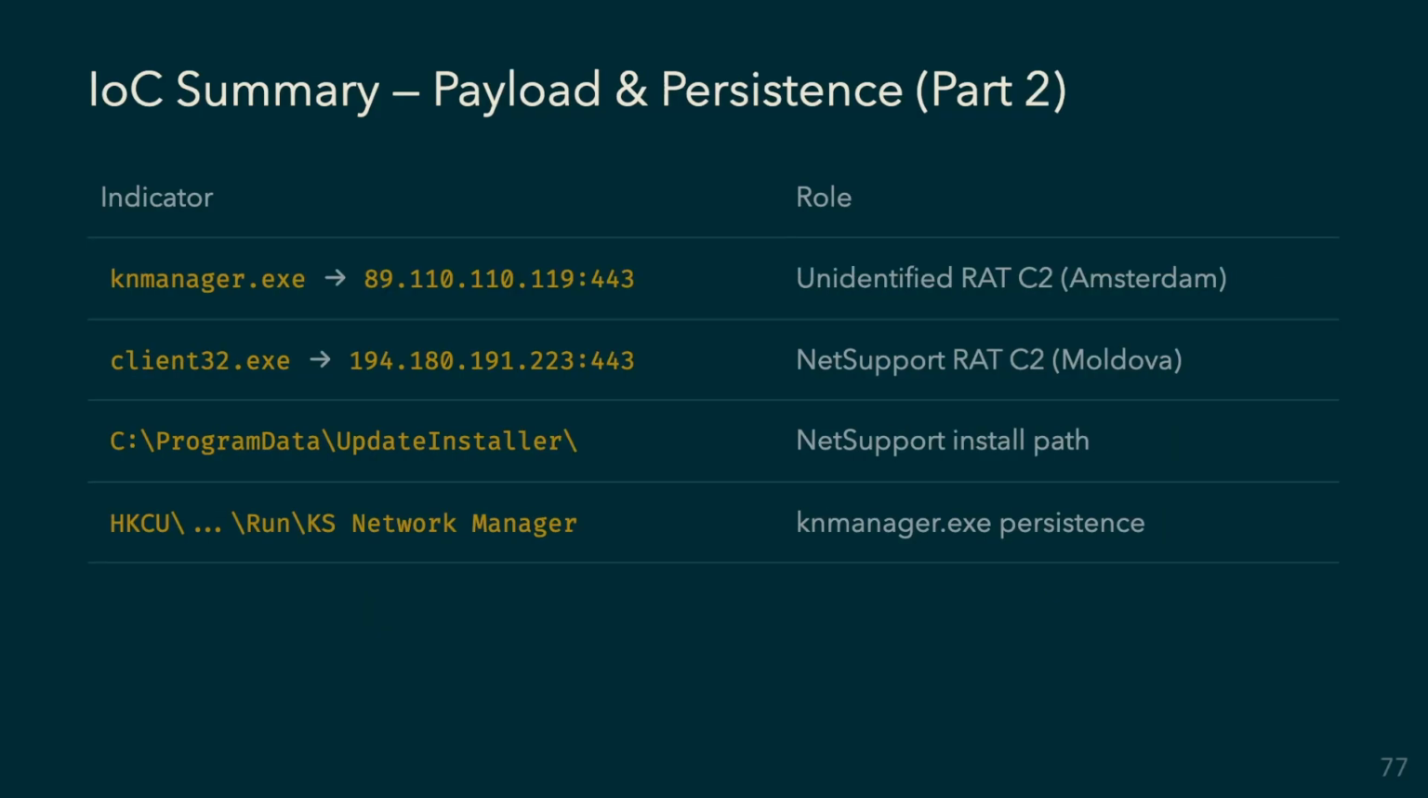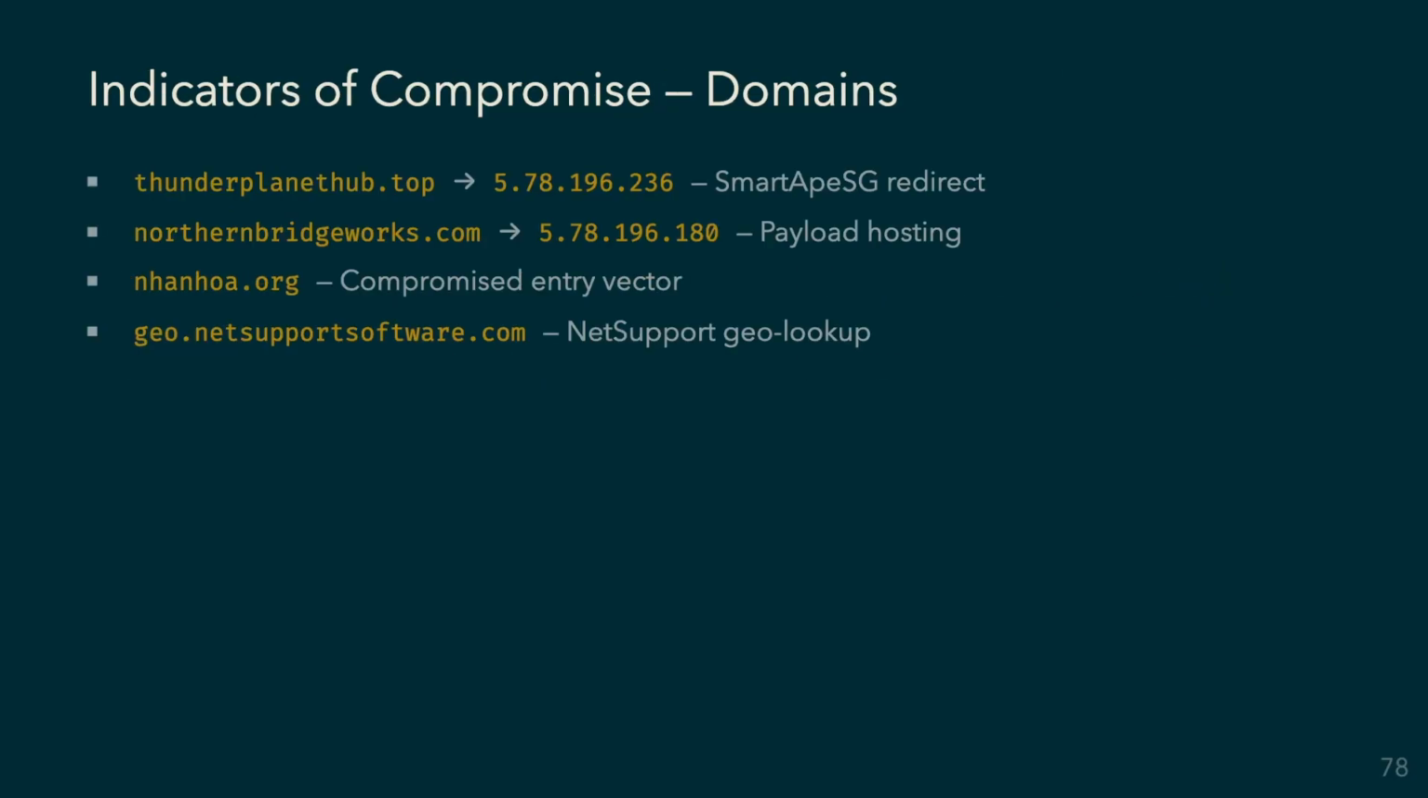And then I'd be looking for the payloads and the persistence themselves. So I'd be looking for things like knmanager.exe on hosts. I'd be looking for the 89 IP address going across the network. I'd be looking for client32.exe because that was used, and then that reached out to the 194 IP address. So I'd be looking for that on my network. And then I'd be looking for things on my host like that install directory of the update installer. And then I'd be looking for the persistence mechanism in the registry which will run that knmanager.exe, which was one of the RATs.